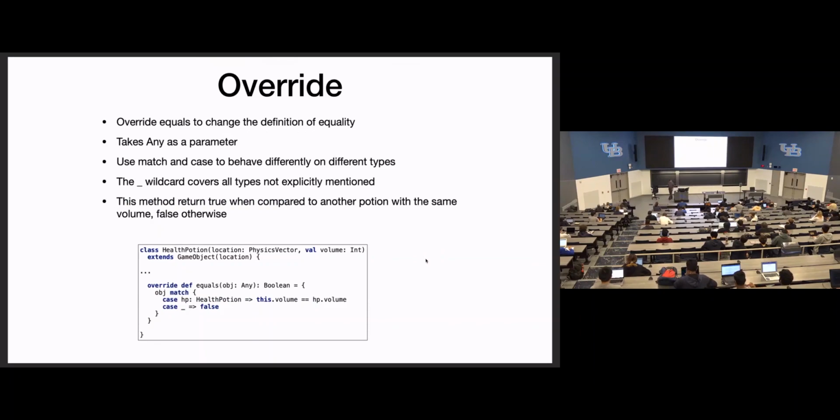We can also override equals. Equals is going to take a reference, not even a reference. It's going to take an object of type any, could be an any val or an any ref. So this could be like an int, just a straight up value, or a reference to an object on the heap. And then we're going to use, this is the common practice, a match statement and use cases to check the type of that object. And based on its type, do something different. So the way this code works, if this object is of type health potion, compare it by volume. Otherwise, return false. If this isn't a health potion, then it's not equal.